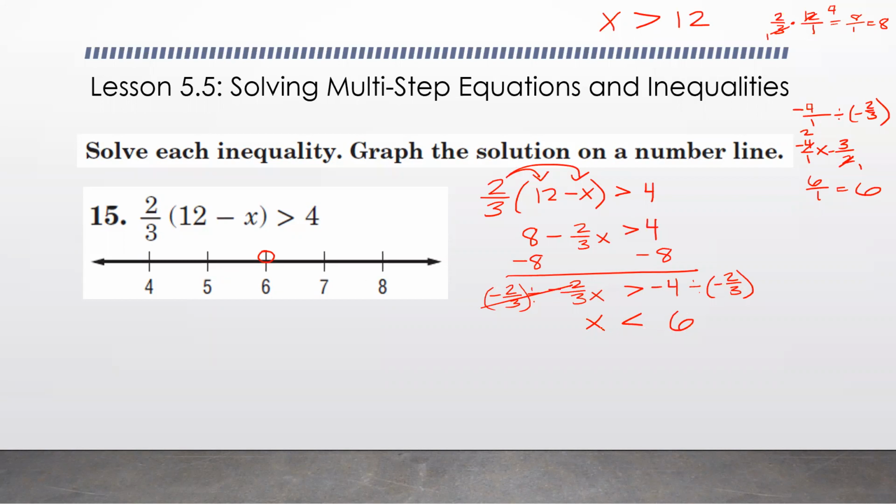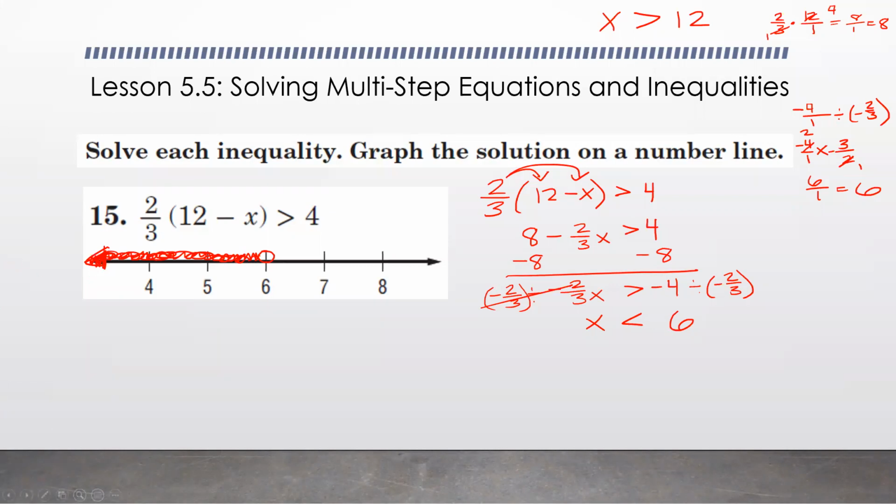If it was less than or equal to, then I would color this in. But it has to be less than 6. It cannot be 6. And then everything to the left, or everything that's less than, I'm going to shade that in. So anything here is a possible solution, okay? All the way to negative infinity, okay?